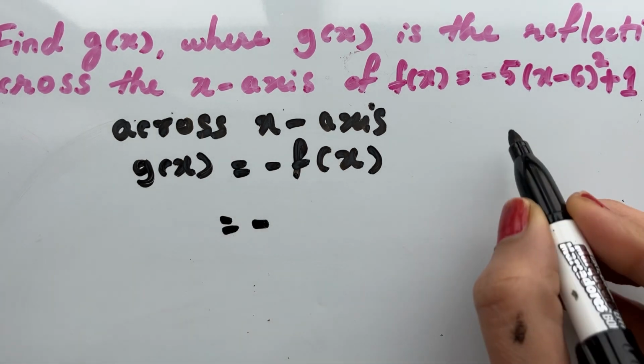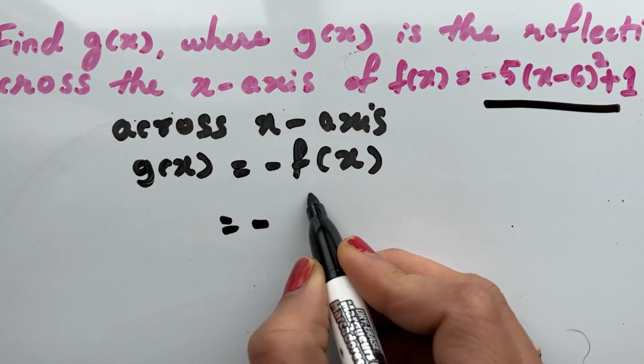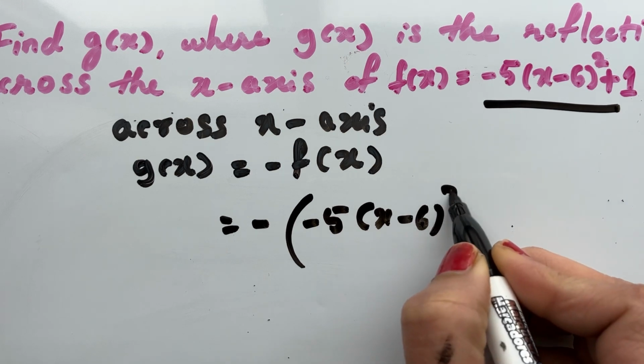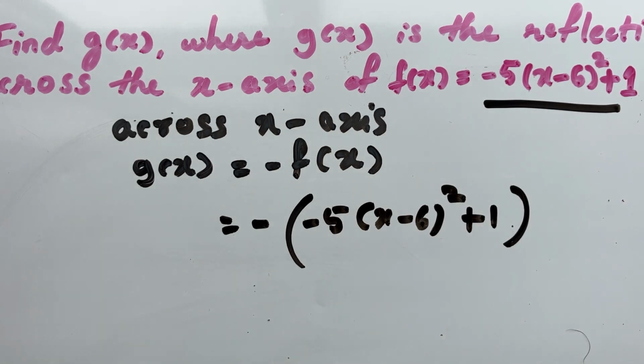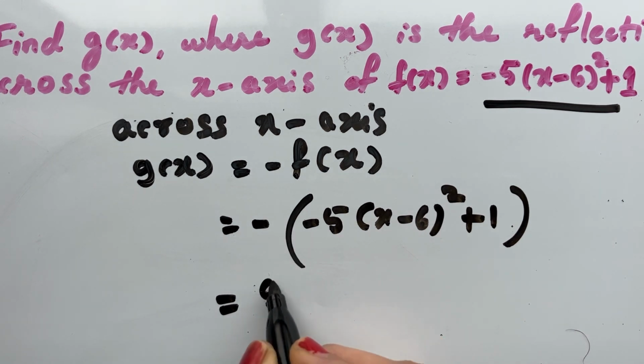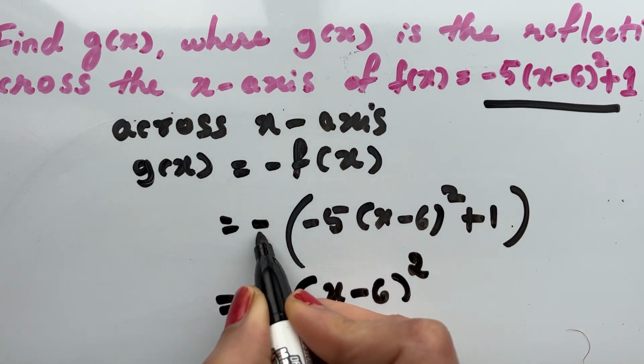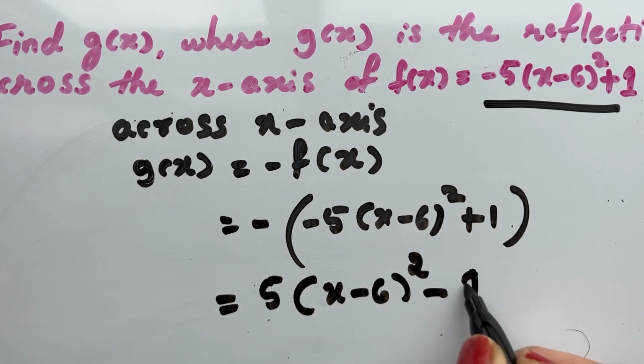Negative, here f(x) is, what is f(x)? Negative (5x minus 6) whole squared plus 1. Which is nothing but negative will become positive: (5x minus 6) whole squared, negative, positive is negative. Negative 1 is the reflection across the x-axis. Let's move to question number 3.